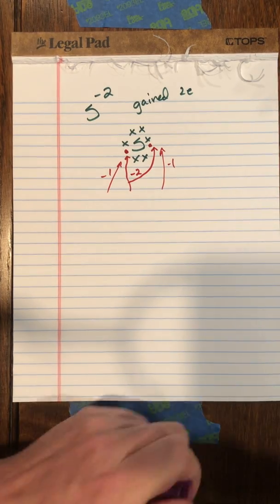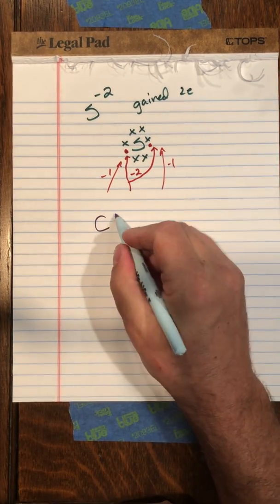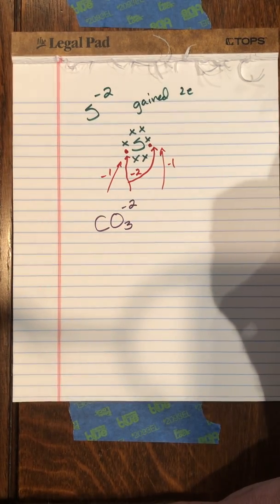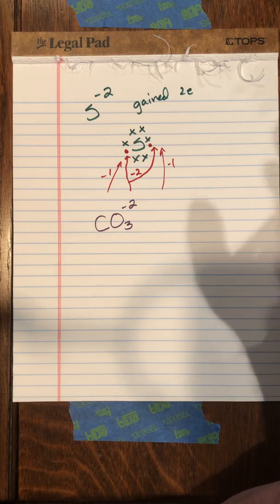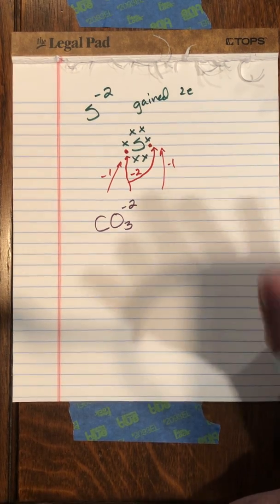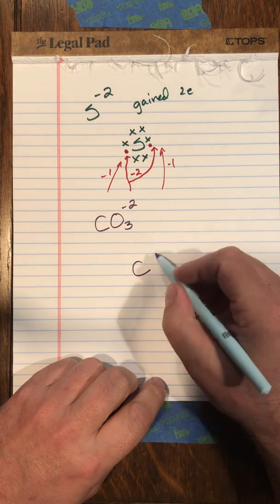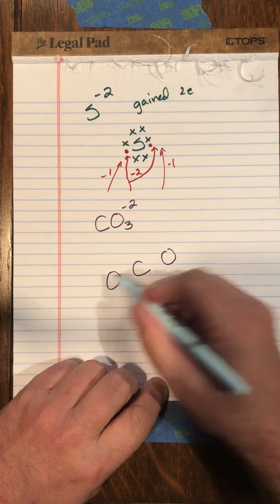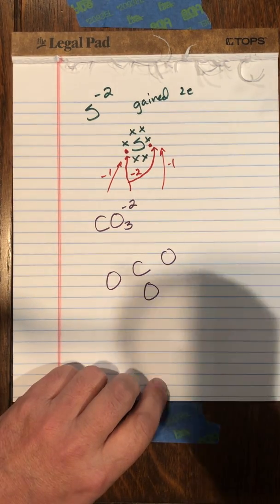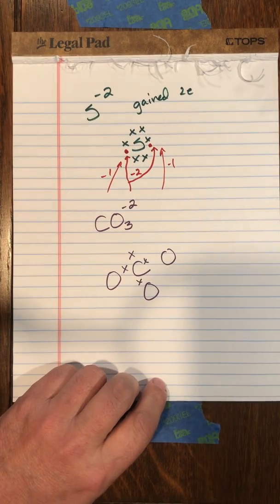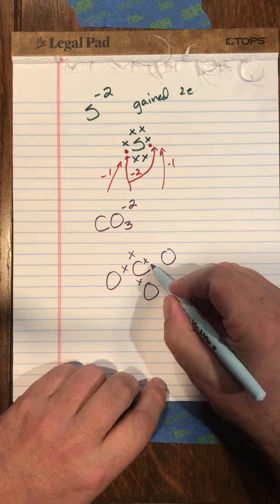I want you to do the dots for CO3 minus 2. So do the dots for CO3 minus 2. So shut the video down, boom, do it. Okay, here we go. Carbon always goes in the middle. O, O, O. Carbon has 4. Oxygen has 6.